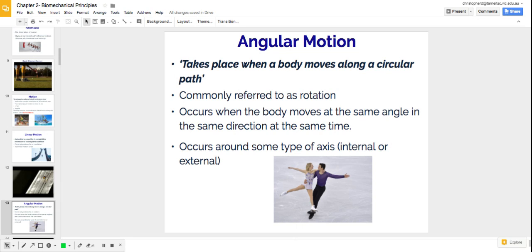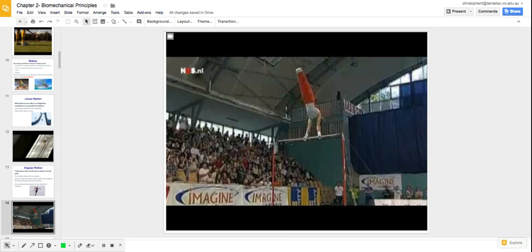When we look at angular motion, that takes place when a body moves along a circular path. So that's what we would commonly refer to as rotation. This will occur when the body moves at the same angle, in the same direction, at the same time, and it's usually around some type of axis. So it could be either an internal axis, such as internal of the body, or an external axis. If we're looking at a ball, there might be some sort of axis on it. The other example we can look at here is the high bar, so the axis is going to be the actual bar for which the gymnast will rotate around.